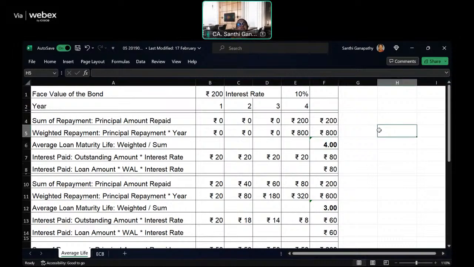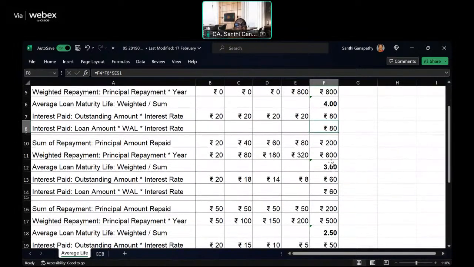Now with this weighted average life, I can very easily find how much is the interest amount because loan amount into weighted average life into interest rate, I get the interest. And if we do it independently every year also, we know it is 80. Let us take another case. There has been some principal repayment 20, 40, 60, 80. Then weighted repayment, let me find 20 into 1, 40 into 2, 60 into 3, 80 into 4. So totally 600 I'm getting. In this case, what is the weighted average life? 3. That is 600 divided by 200.